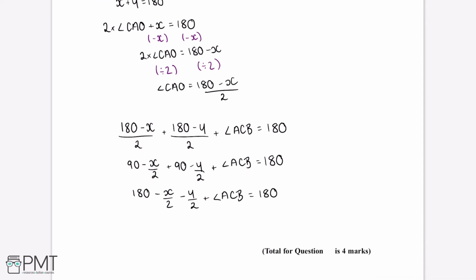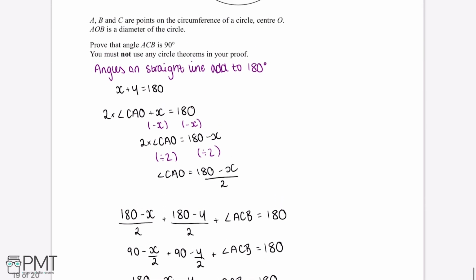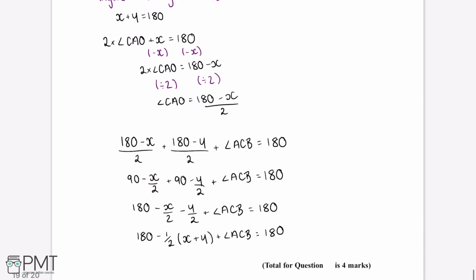Now the next thing we can do is factor out negative a half from this negative x over 2 minus y over 2. And what this gives us is 180 minus a half multiplied by (x plus y) plus angle ACB is equal to 180 degrees. Now if we look back at the start of the question, we showed that x plus y was equal to 180 degrees. So we can substitute this into the equation which we've formed.